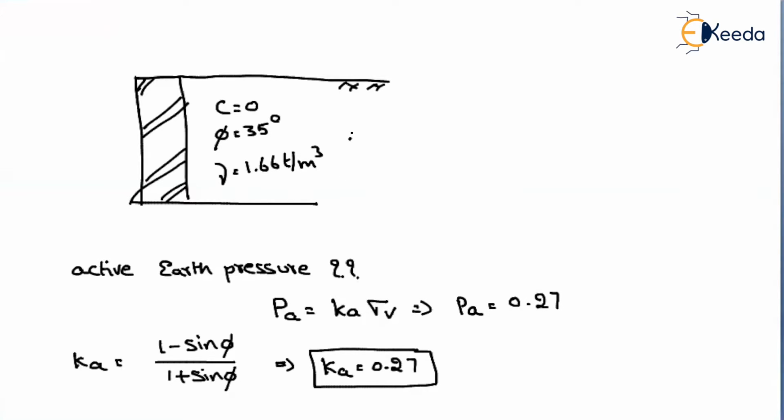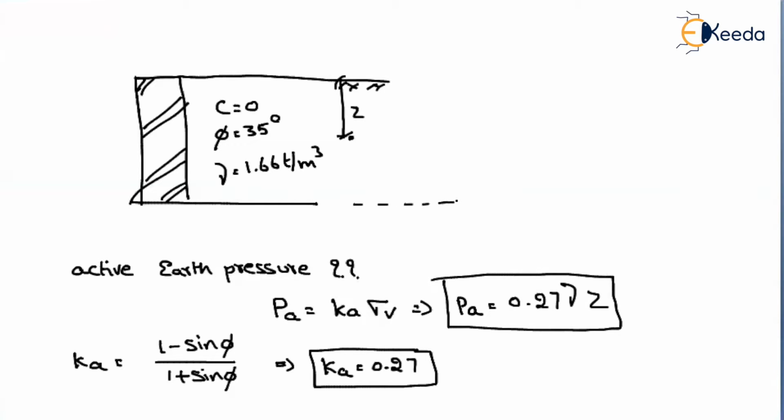What about sigma V? Consider any point on the vertical stress, any point at a depth z below the ground surface. What is the stress at that point? Gamma into z. So by using this relation, we can find out the active earth pressure at any point. Okay, let us find out. Suppose let us say the topmost layer defined by A, bottommost layer defined by B. Let us assume that the height of the retaining wall is 10 meter.